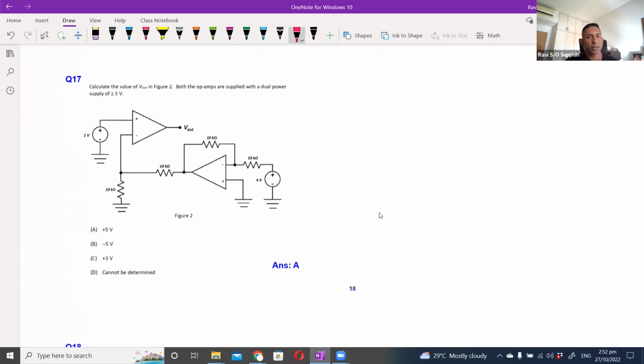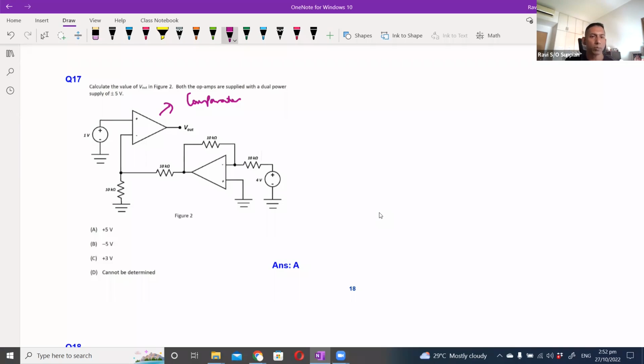Okay, question 17. What op amp is supplied with dual power supply? One of the things you will notice in question 17 is this first op amp here is actually operating as a comparator. Why? Because there is no feedback. There is no feedback loop.